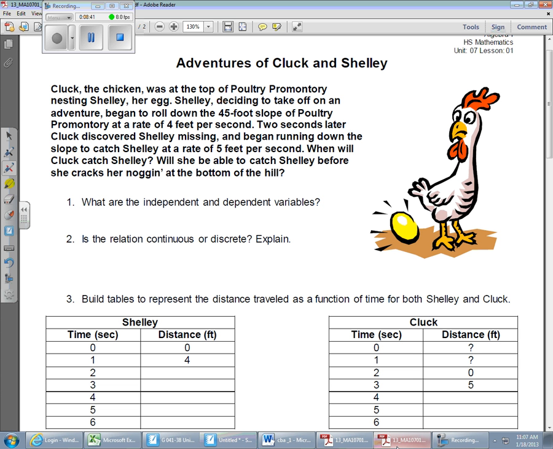All right, let's have a look at question number 2. Is the relation continuous or discrete? Here are a couple of vocabulary terms. Again, for those of you that have been here all year, this is something that we've talked about before, and we are responsible for the terms continuous and discrete. So search your memory banks. Let's see if we can come up with that. Discuss it in your group. See if y'all can find out the meaning of continuous and discrete.